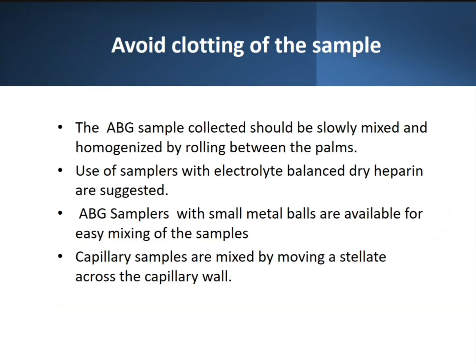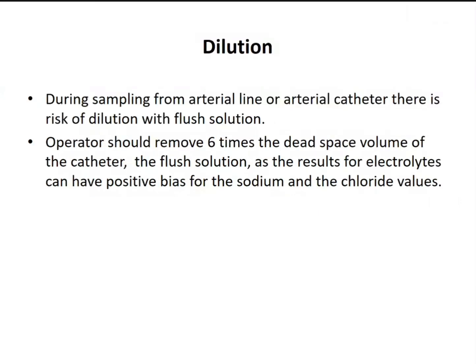So these are certain protective mechanisms which are needed for handling ABG samples and the instrument. Avoid clotting of the sample. It should be mixed slowly. You don't want hemolysis also. ABG samplers with small metal balls are available for easy mixing. Capillary samples are mixed by moving a stellate across the capillary wall. So different kinds of mixing mechanisms are there in different ABG analyzers.